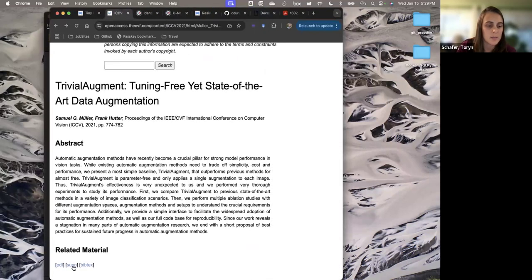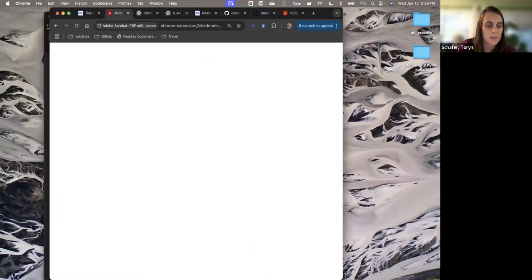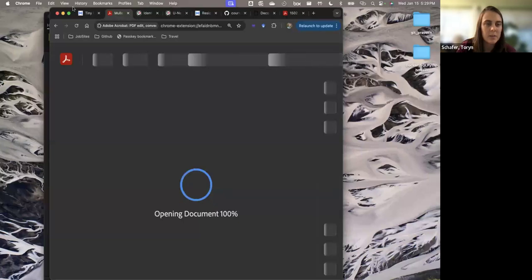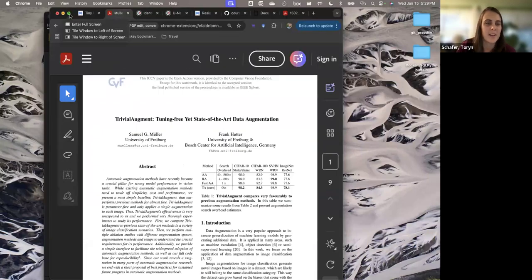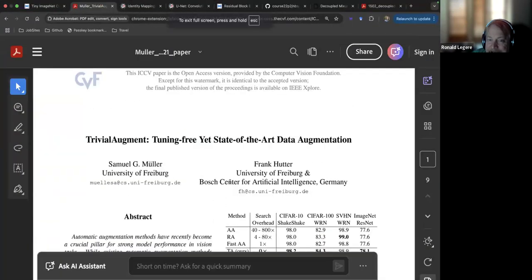Zoom has like this little pencil here that says annotate, right where that PDF button was. You guys probably can't see it. No, I didn't see it.